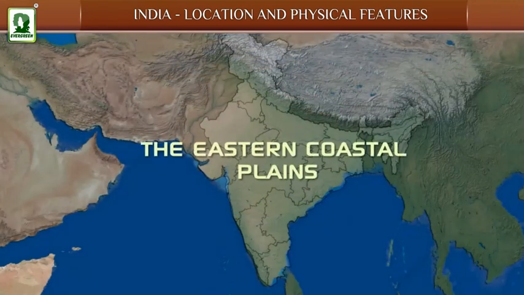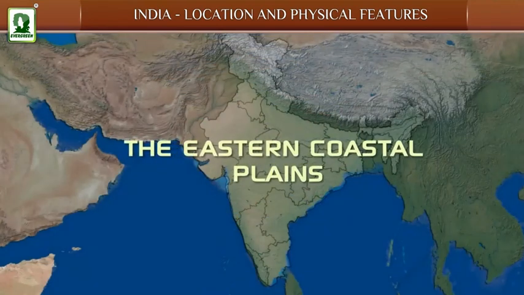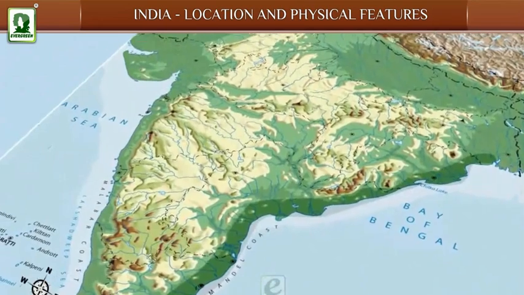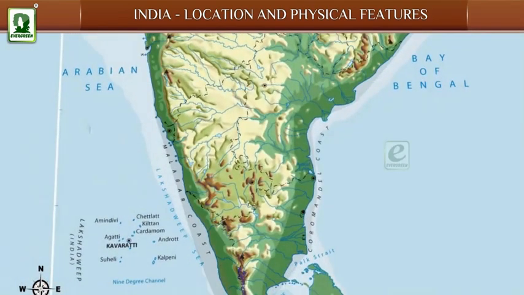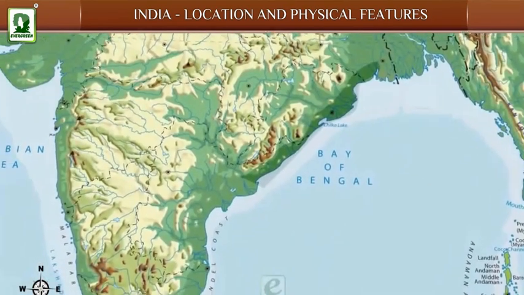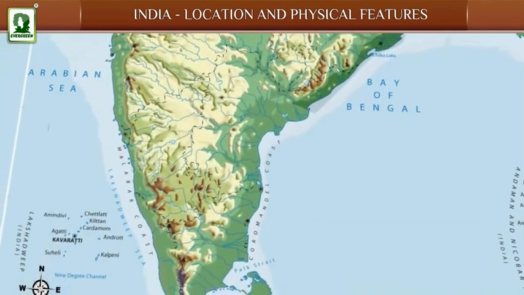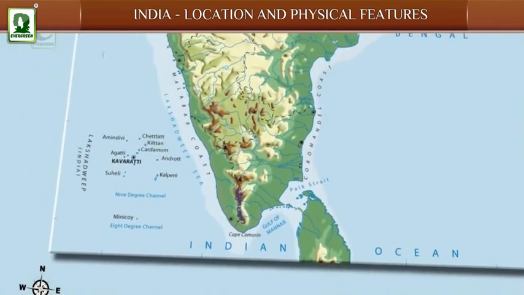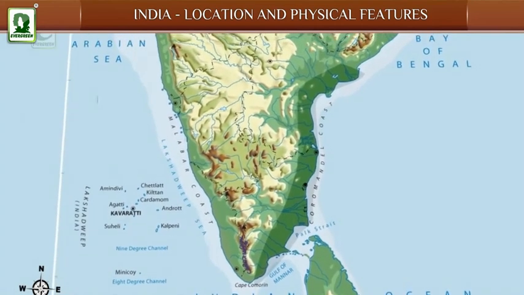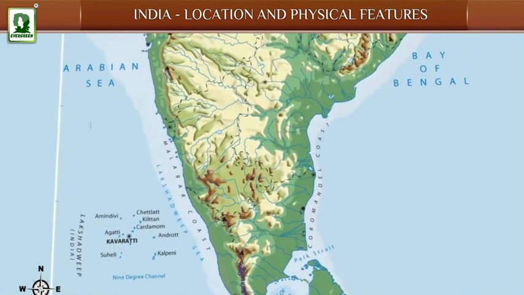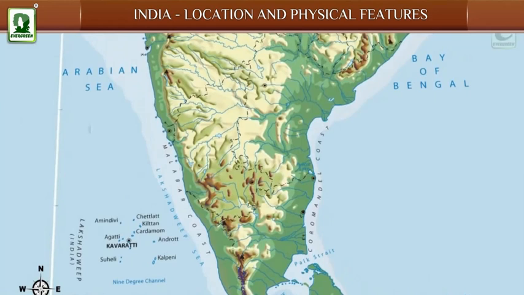The Eastern Coastal Plains. The eastern coastal plains along the Bay of Bengal are broader than the western coastal plains. The northern part of these plains is known as Northern Sircars, and the southern part is known as Coromandel Coast. These plains have large fertile deltas formed by the rivers Mahanadi, Godavari, Krishna and Kaveri.